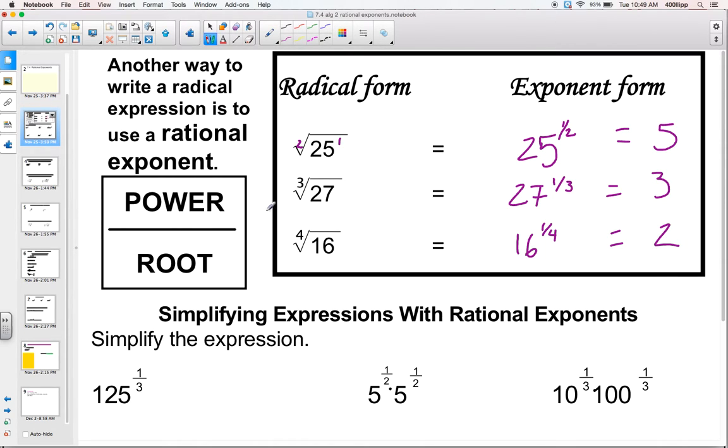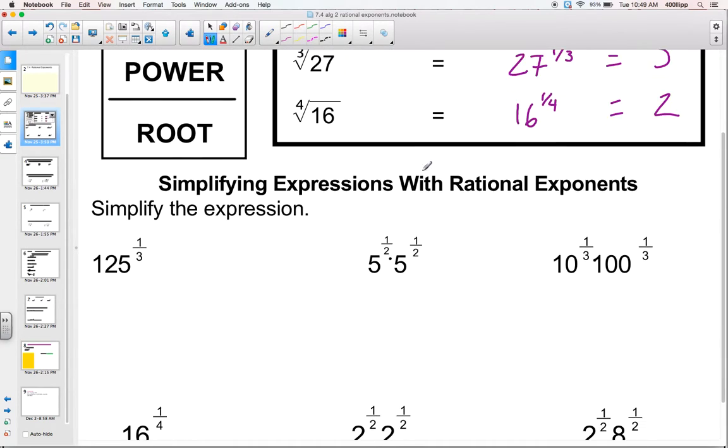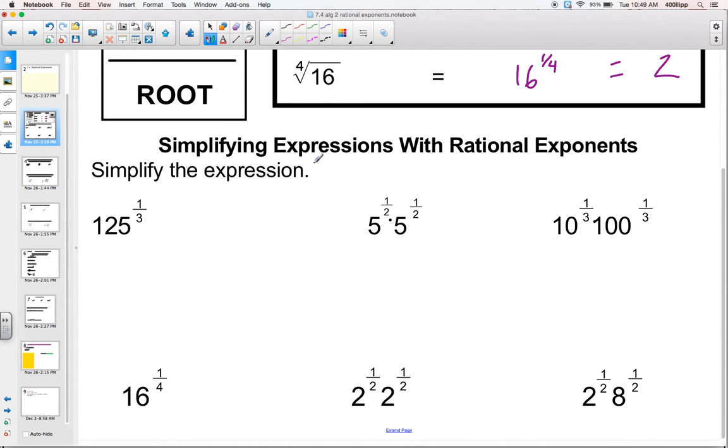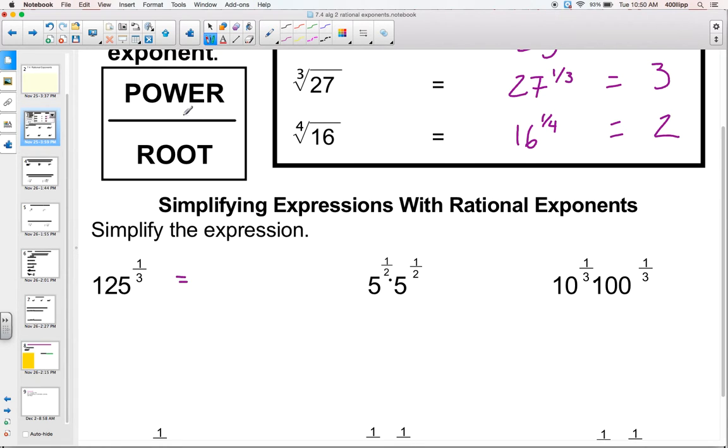All right, so let's try some of these. So now we need to be able to go back and forth both ways. So we're going to simplify the expression. Simplifying expressions with rational exponents. Rational meaning we can make it as a fraction, a over b. So 125 to the 1/3 power. We're still going to be using our power over root here when we convert it to radical form. That will make it easier.